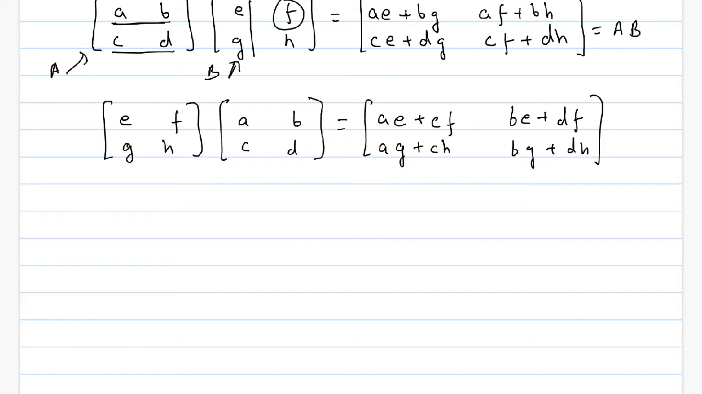Now if you compare these two, in our first one, the first element was AE plus BG. Here we have AE plus CF. We actually did not have any such element as AE plus CF. So this was A into B and this was B into A. So our A into B is not necessarily equal to B into A. Rather, the majority of the time our A into B will not be equal to B into A.